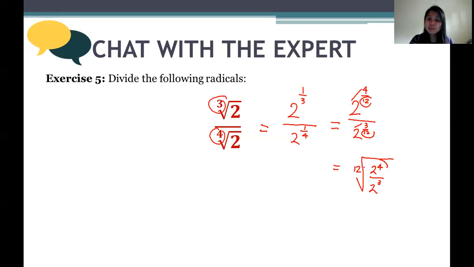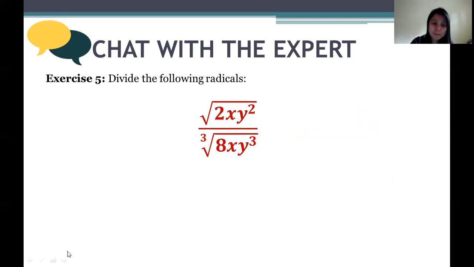Next, we simplify the one inside. Same base, we subtract the exponents. Correct. So we have the 12th root of 4 minus 3, 2. This is now the answer. The 12th root of 2. Next, let's go to the next one. How about this?